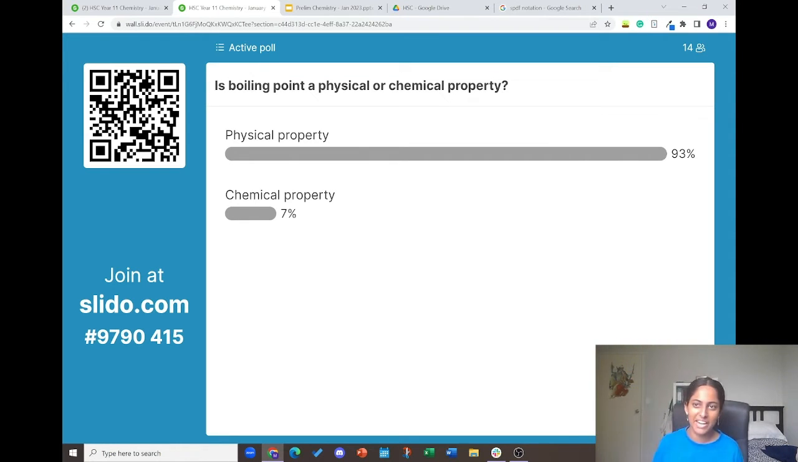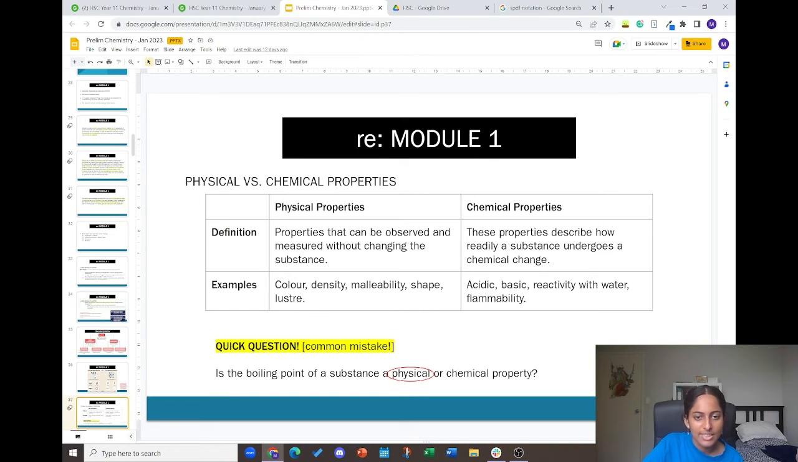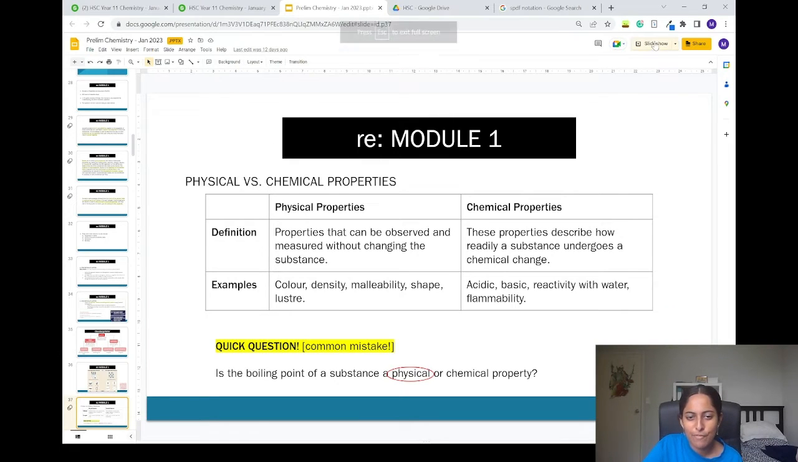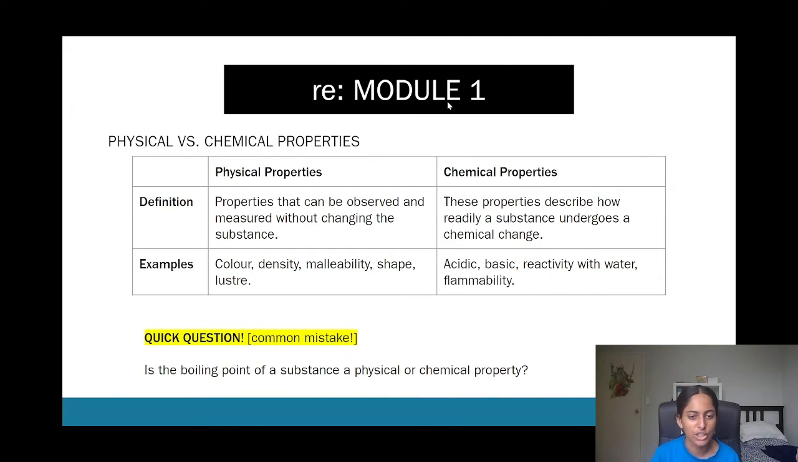Okay, I'm back. If we look at the answers, everyone's saying physical property. You're right. The reason it's physical is because changing the boiling point won't affect the chemical formula of the substance, right? All it's doing is changing state. So that's why it's a physical property.